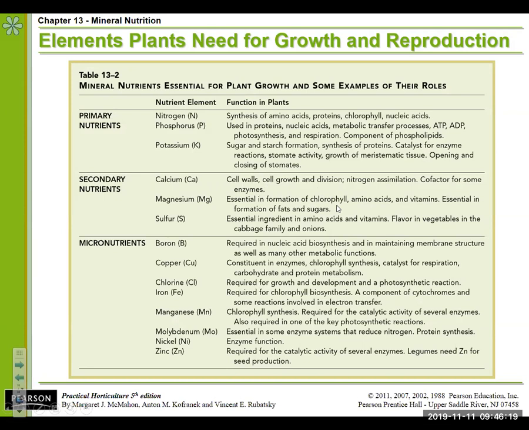Magnesium is essential in the formation of chlorophyll as well, and is also essential in the formation of fats and sugars. Calcium and magnesium are somewhat synergistic, but also in some cases can be antagonistic to each other. Sulfur, the final secondary macronutrient, is also an essential ingredient in amino acids as well as some vitamins. It gives flavor in particular plants, such as the cabbage family and onions, things that we think of as having that pungent, sulfury odor. It's also important in regulating the pH in the soil.